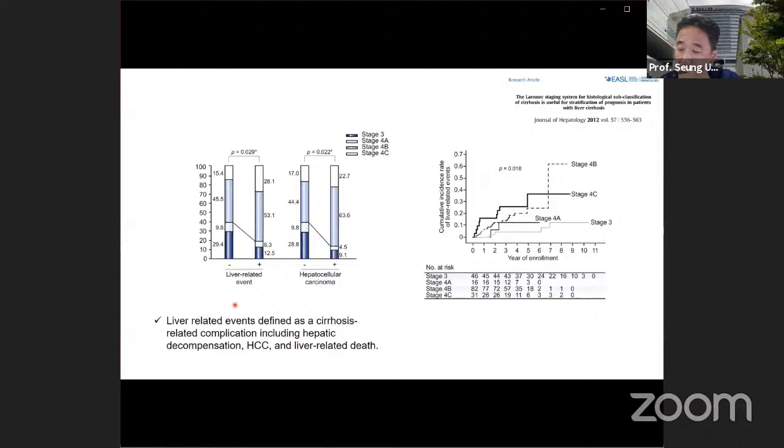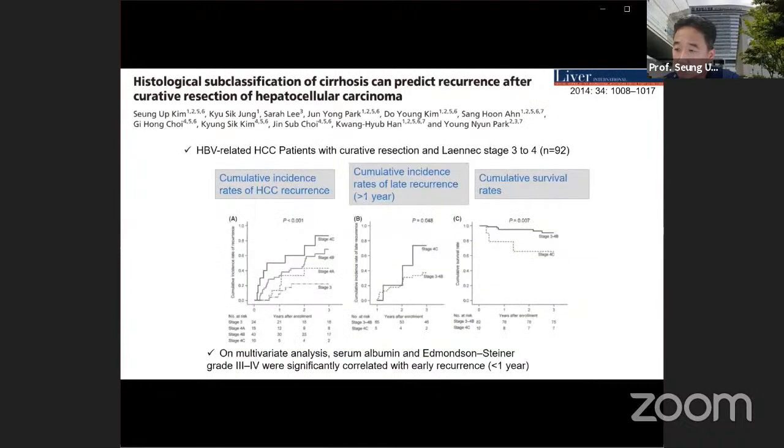And we compared the liver-related events, defined as cirrhosis-related complications, including hepatic decompensation, HCC, and liver-related deaths. And these events are significantly different between the 3 and 4A group and the 4B and 4C group. And the cumulative incidence rate of liver-related events is significantly different among stage 4A, B, C, and stage 3. So, Laennec staging represents the prognosis of liver cirrhosis.